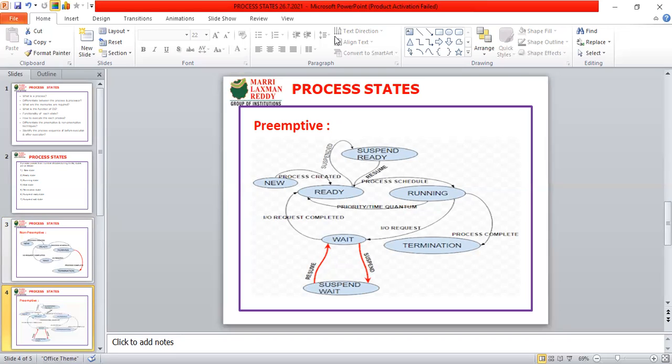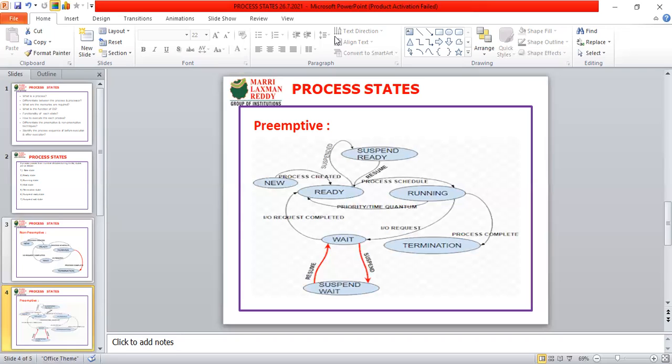In the third case, an interrupt occurs in the middle of the execution of a process. That process is moved to the ready state. The interrupt occurs in two cases: one is time quantum and the other is priority level. Suppose a process's time quantum is over and its execution is not completed. That process is moved from the running state, coming again to the ready state, and waits again in the ready state.